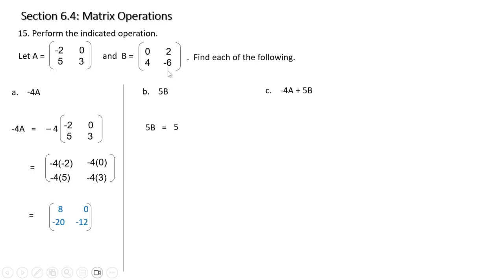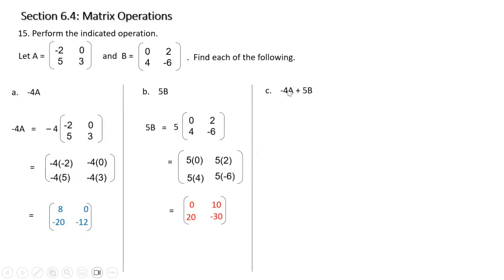Now 5B is 5 times everything in matrix B. It'll be 5 times 0, 5 times 2, 5 times 4, 5 times negative 6. So it's going to give us 0, 10, 20, negative 30.